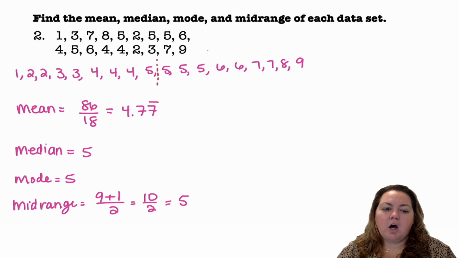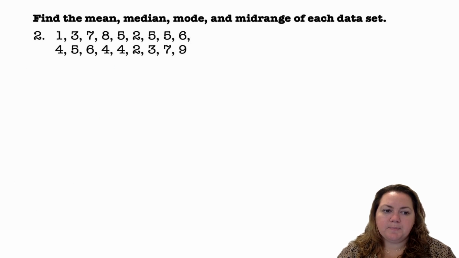So notice that all of these values are pretty much right around 5. So that kind of tells me that this distribution is most likely unimodal and symmetric, meaning it has just one peak and it's kind of a mirror image on both sides.